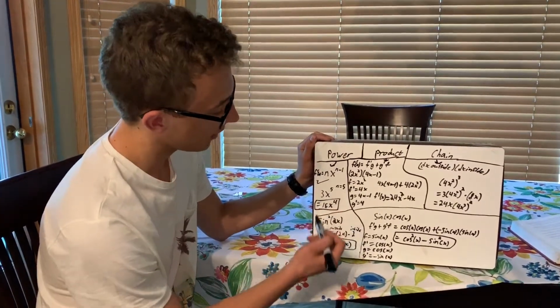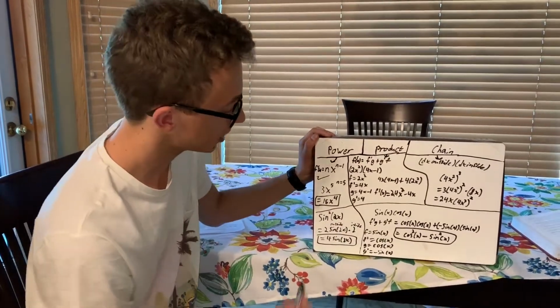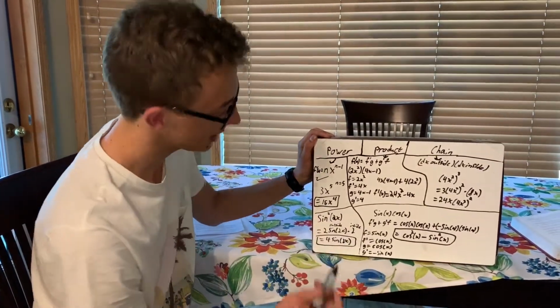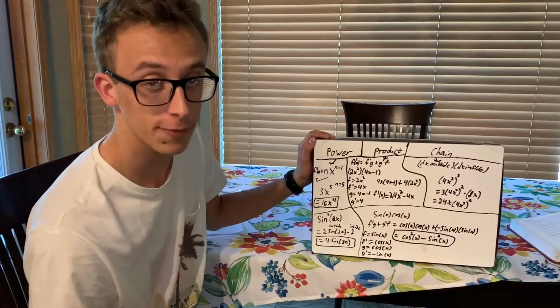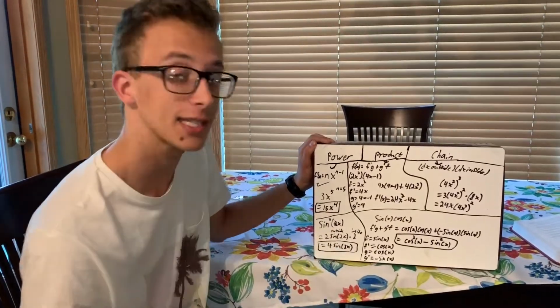So we're going to drop down that 5 and multiply it by the coefficient 3 to get 15x, and that subtraction of 1 is going to give us the 4, giving us an answer of 15x to the 4.